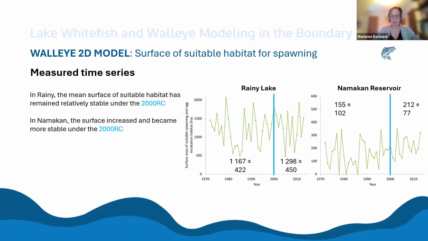Like I said, here I have put the results when we look at the measured or observed water level time series, if you want. So you have the years on the x-axis and you have the surface area suitable for spawning and egg survival for Rainy and Namakan Reservoir. The blue line is when we implemented the 2000 rule curve. So you see that in Rainy Lake, the mean surface area of suitable habitat has remained relatively stable under the 2000 rule curve. But in Namakan, the surface increased and became more stable under the 2000 rule curve.